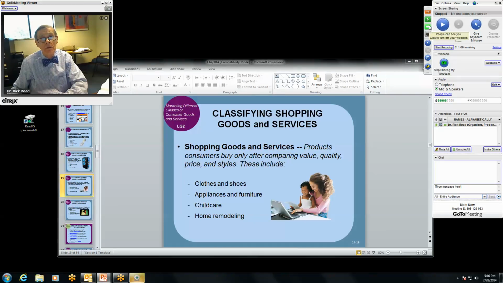Next we have, as we talked about before, shopping goods and services. And these are things that we buy only after comparing value, quality, and price, and a few other type things. And some of the things we see here are clothes and shoes, appliances and furniture, things of that nature.